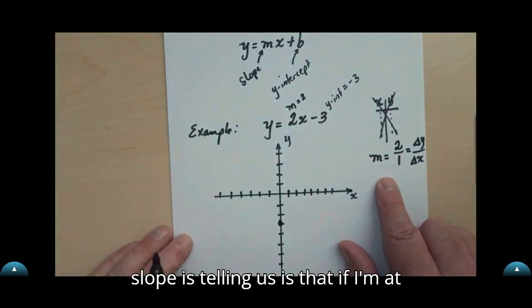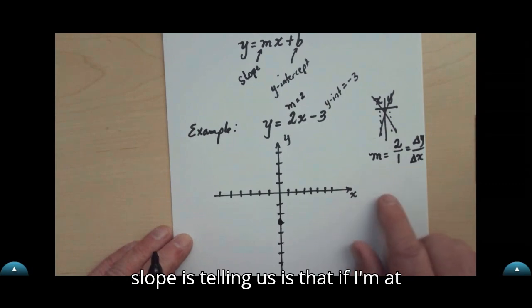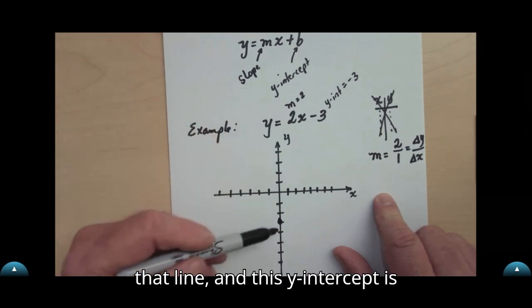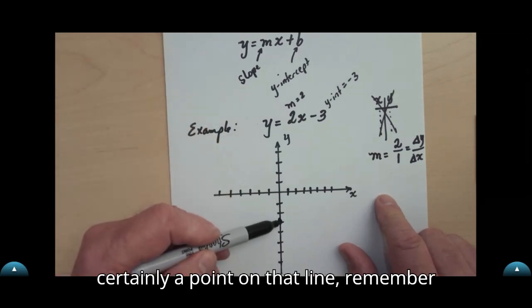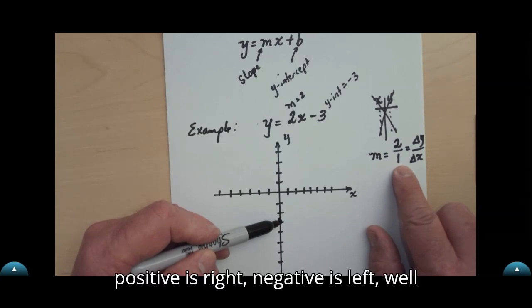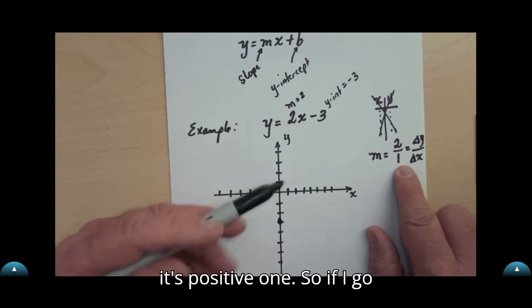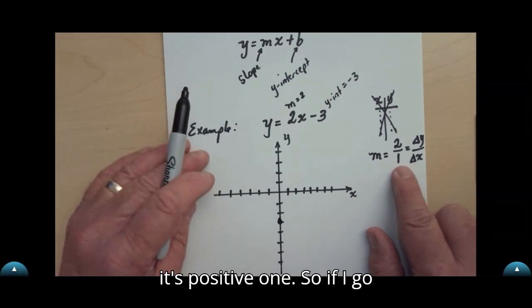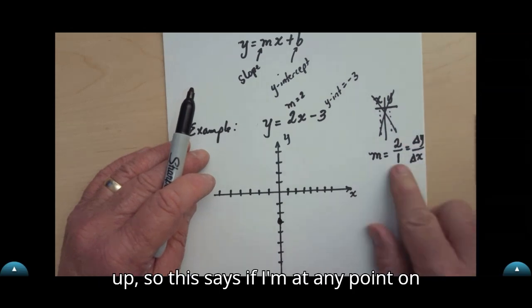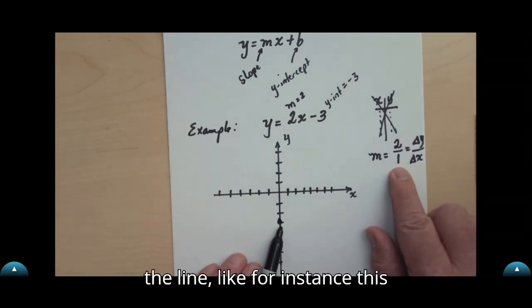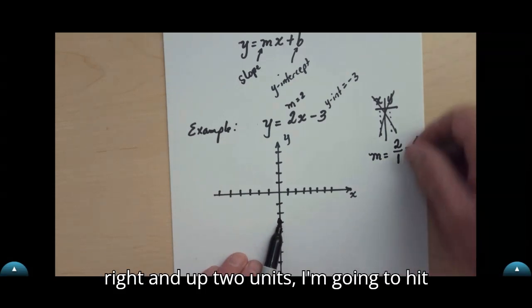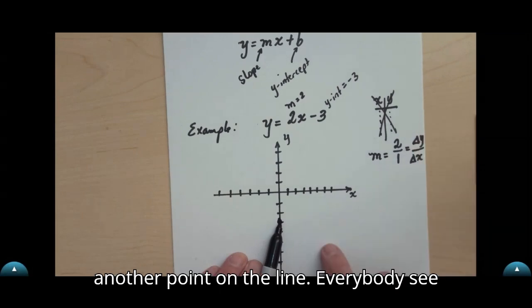And so what the slope is telling us is that if I'm at any point on the line that is the graph of this equation, and this y-intercept is certainly a point on that line, remember the bottom number is left and right. Positive is right, negative is left. Well, it's positive 1. So if I go 1 unit to the right and the top number's up and down, and remember positive is up. So this says if I'm at any point on the line, like for instance this y-intercept, if I go 1 unit to the right and up 2 units, I'm going to hit another point on the line.